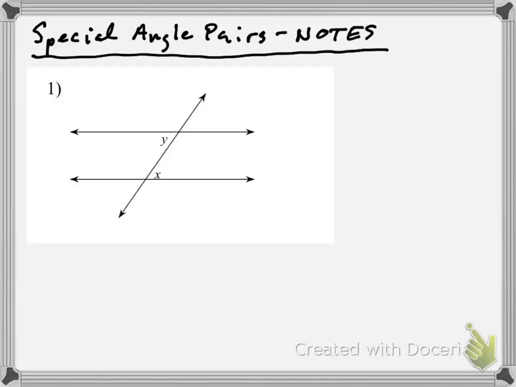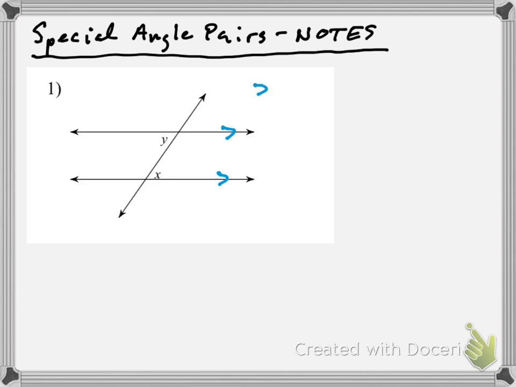All right, we're going to talk about special angle pairs. There are 6 special angle pairs. 2 of them we've already talked about. The other 4 are going to be new. For our purposes here, these lines are going to be parallel.